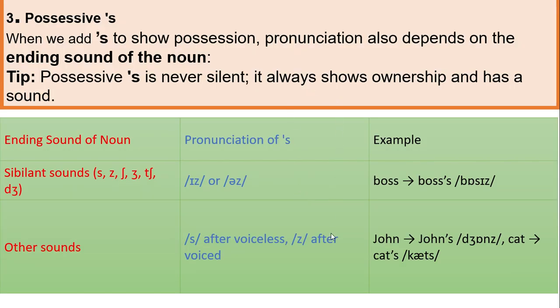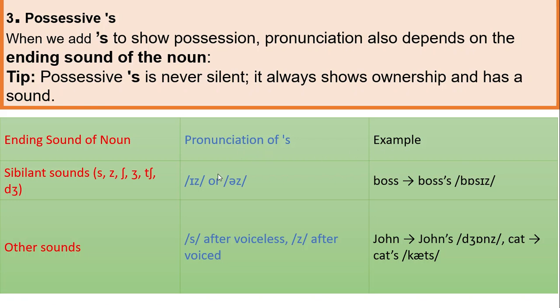Now, the third one is here, possessive s. When we add s to show possession, the pronunciation also depends on the ending sound of the noun. Tip: the possessive s is never silent. It always shows ownership and has a sound. So, the ending sound of a noun.